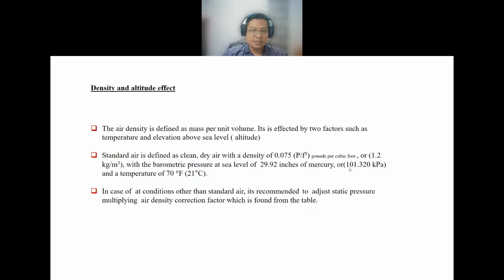Do you know where this is? Where is this location? Any idea where this location is? This pressure? Sea level. Sea level, correct. Yes, exactly correct. So if we change the elevation to higher, maybe the temperature changes, the pressure changes, and the density of the air. This is the most important. It will change.